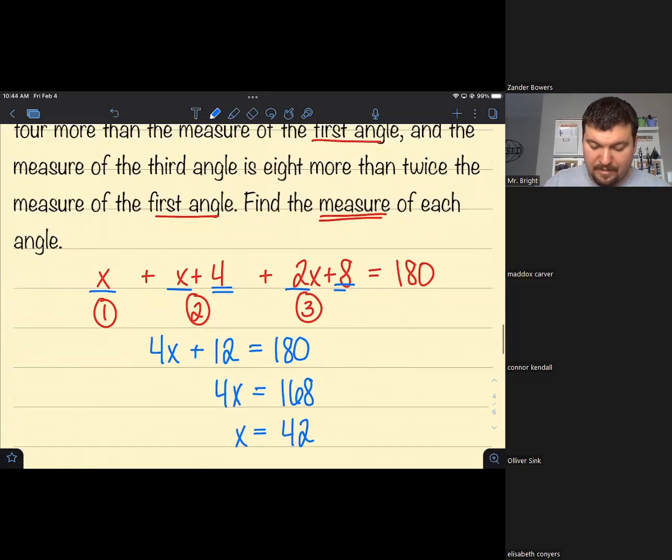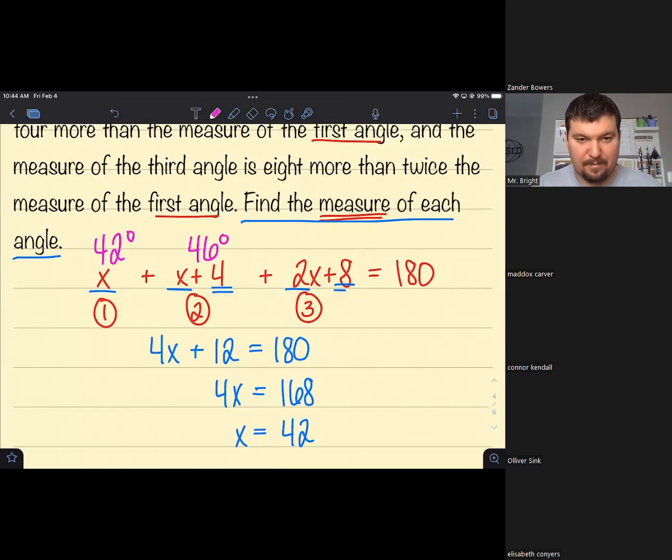So now we're going to go back up. It said find the measure of each angle. And so we know the first angle has to be 42 degrees because that's what X is equal to. The second angle is going to be 4 more than that, so 46 degrees. And then the third angle is going to be twice the first angle plus 8. So 42 times 2 plus 8. What would the third angle be? 92. Yep, 92 degrees.